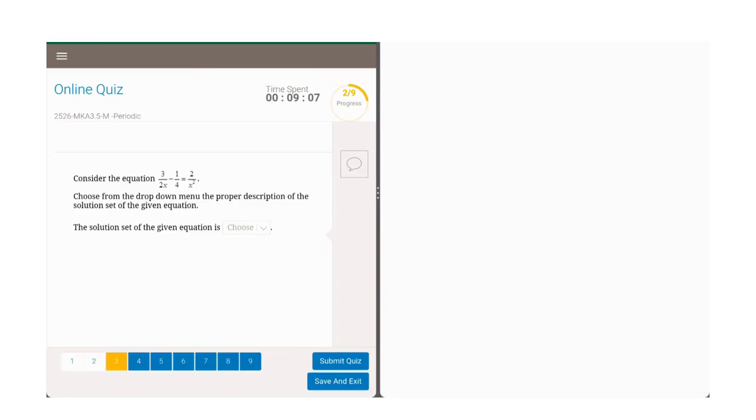For this question, we have 3 over 2x minus 1 over 4 equals 2 over x squared. Again, I'll take this and move it to the other side. So I'll have minus 2 over x squared equals 0 instead. So then we take the LCD, constant LCD would be 4. Then we have x and x squared. We take the highest power, so it would be 4x squared.